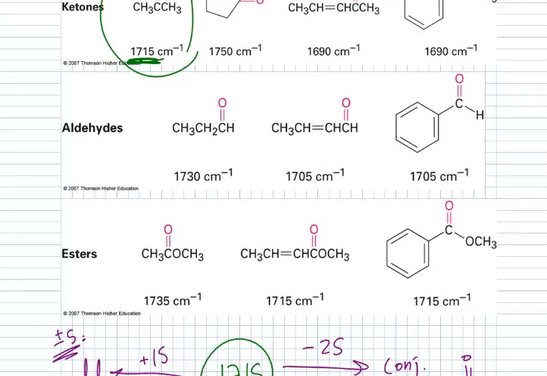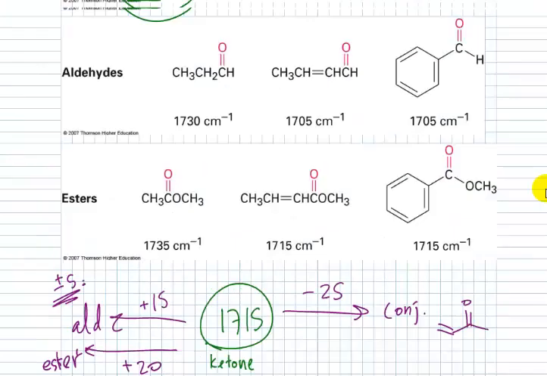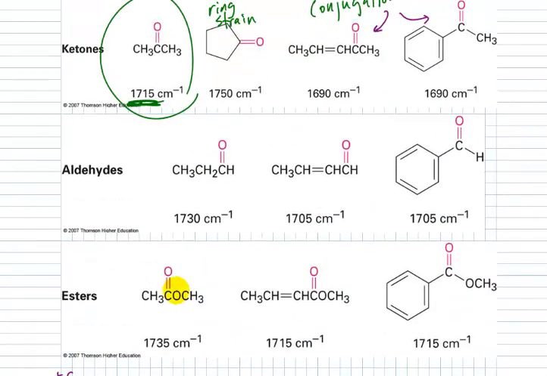For an ester, it's a little more yet. It's about 20 that's added to it. With an ester, there's a resonance structure where those lone pairs from oxygen can feed a little extra electron density to that CO double bond. So it's actually strengthening it and making it vibrate a little bit faster.